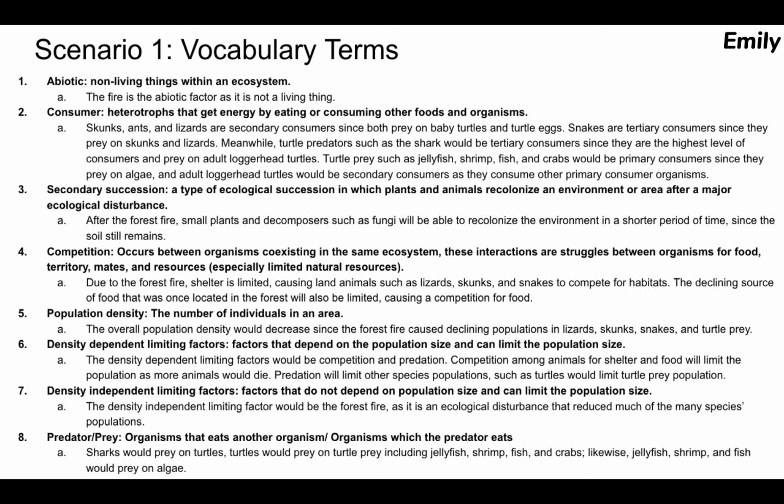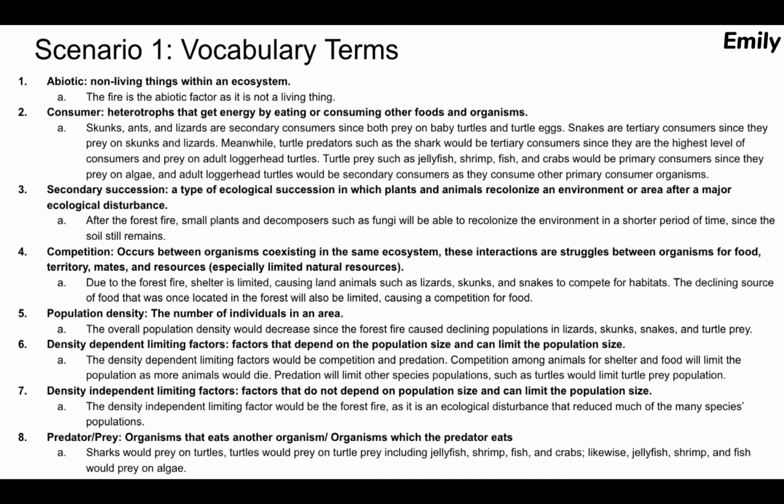Density-dependent limiting factors are factors that depend on the population size and can limit the population size. The density-dependent limiting factor in this case would be competition and predation. Competition among animals for shelter and food will limit the population, as more animals would die, and predation will limit other species populations, such as if turtles would limit turtle prey population.